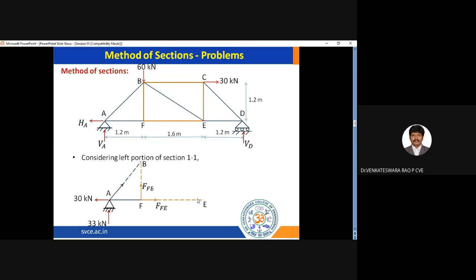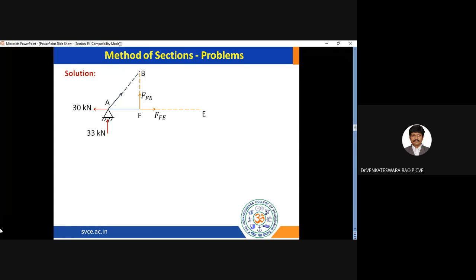So now I have considered the left portion of section 11. I'm sorry, I will correct it and probably in the Google classroom I will share that. I'll show you. Well, I was copying it, I have not noticed it. It was not copied. Okay.